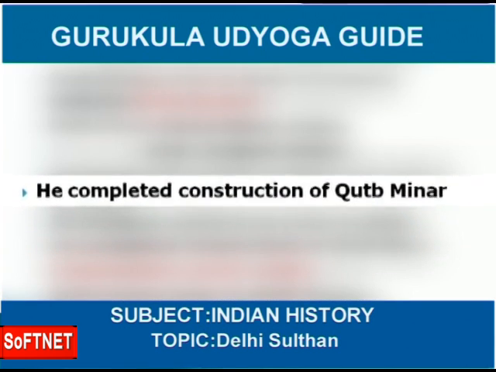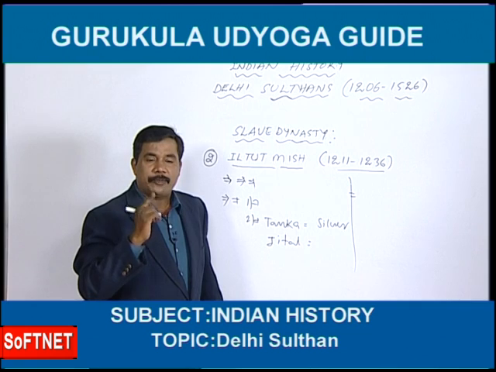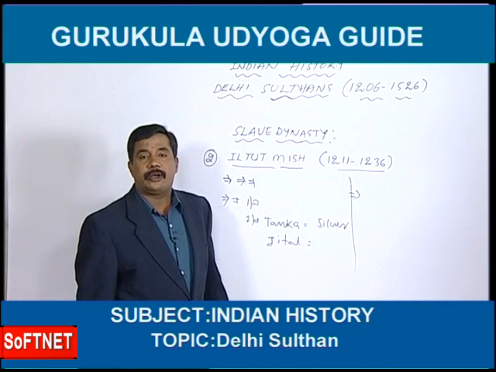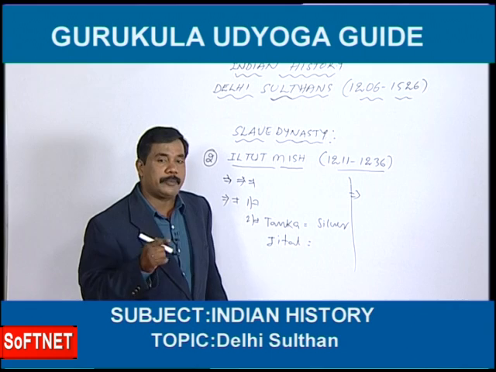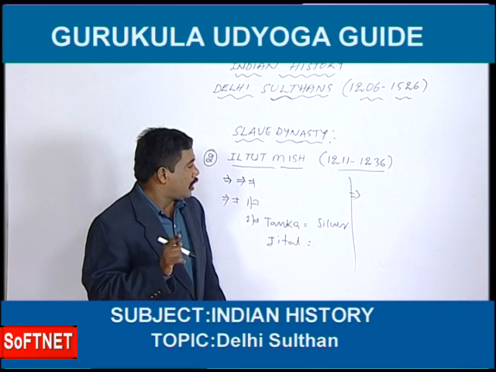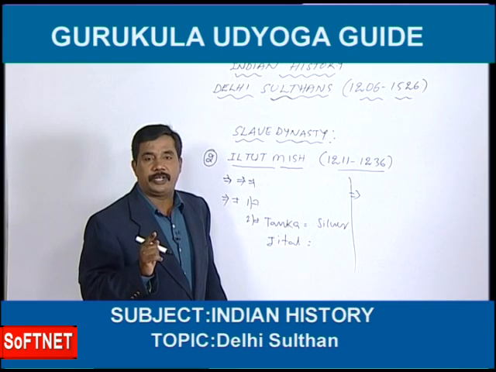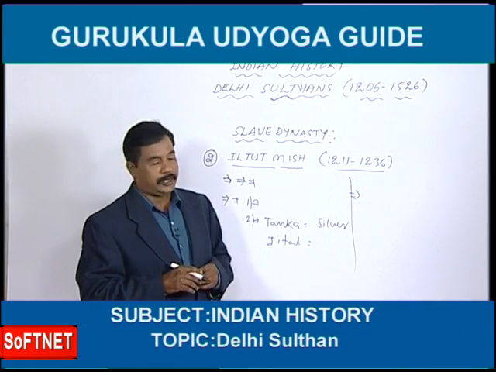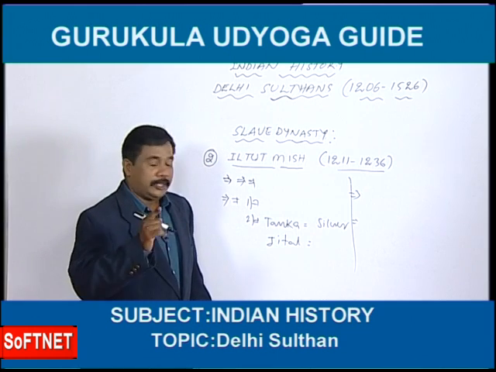And one more thing: whenever he was ruling India, India was attacked by the Mongols for the first time. The Mongol leader Genghis Khan attacked our India. We have to remember this point: in whose period, in which Delhi Sultan's period, did Genghis Khan attack India? That is Iltutmish's period.